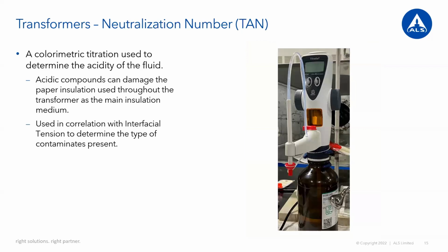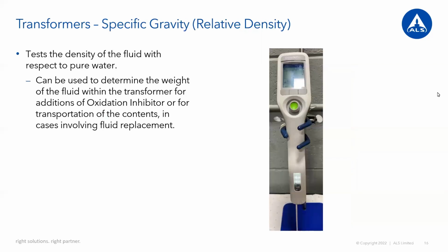TAN, total acid number. It's a coulometric test and it checks for acidic compounds that can damage the paper. So if your acid amount gets higher and higher, it can create sludging, and that can actually get onto the paper and eat through it. The paper is the main insulation medium, and we need to protect that at all costs, or else that transformer now just becomes a very big circuit, and it's going to cause tons of arcing and cause lots of damage.